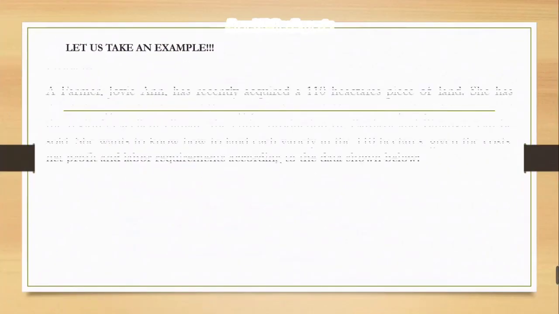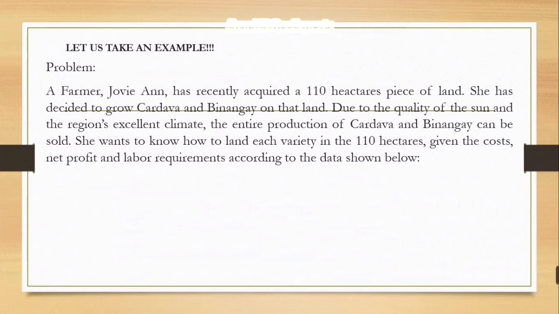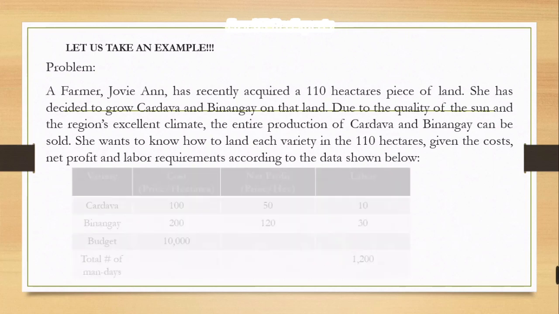Let us take an example. Our problem is: a farmer, Jovian, has recently acquired a 110 hectares piece of land. She has decided to grow cardava and binangay on that land. Due to the quality of the sun and the region's excellent climate, the entire production of cardava and binangay can be sold. She wants to know how to allocate the land to each variety in the 110 hectares, given the cost, net profit, and labor requirements according to the data shown below.